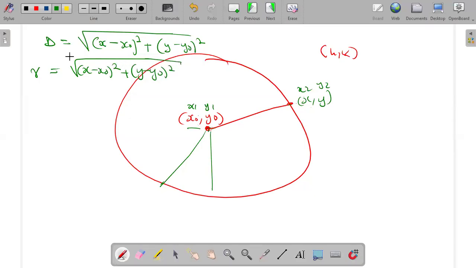Then to get rid of this square root, I just square both sides, right? Square there, square there. Then I write here, r squared is going to be equal to x minus x naught squared plus y minus y naught squared. So this here now becomes the general equation of the circle.